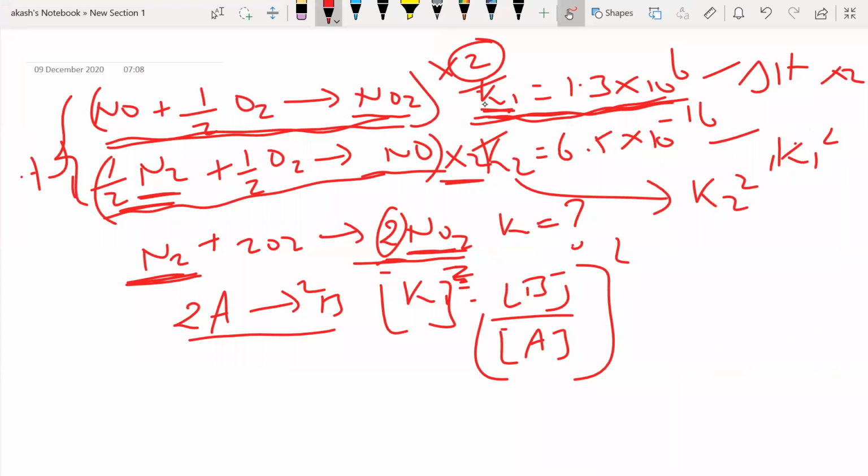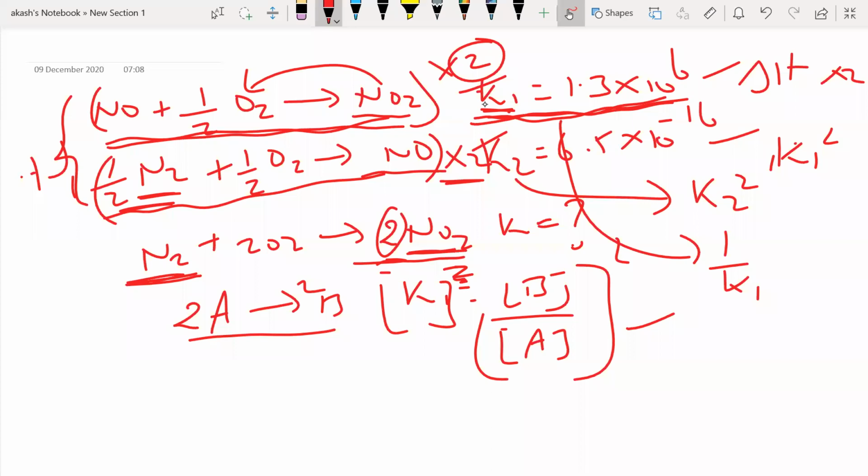Okay, guys, I'll repeat all the three operations. One operation we just saw: when you multiply throughout by a factor, the equilibrium constant will go to the power. That's the first operation. The second operation is when you reverse a reaction. Say for this, if I write NO2 giving N2 plus half O2, whenever you do that, it is going to become the reciprocal. If you do that, it will become 1 by K1.